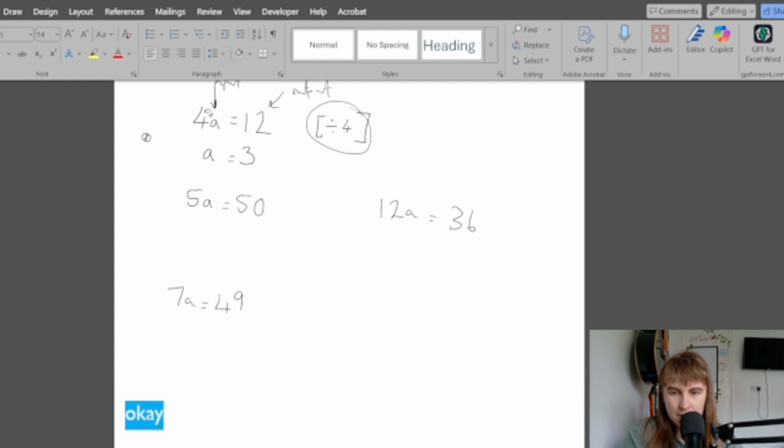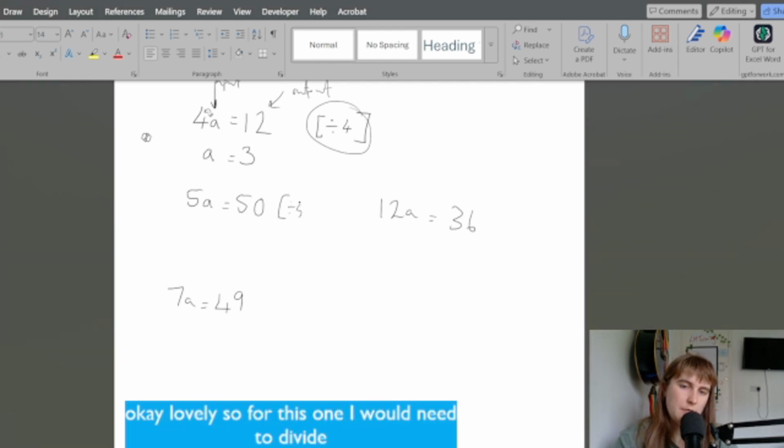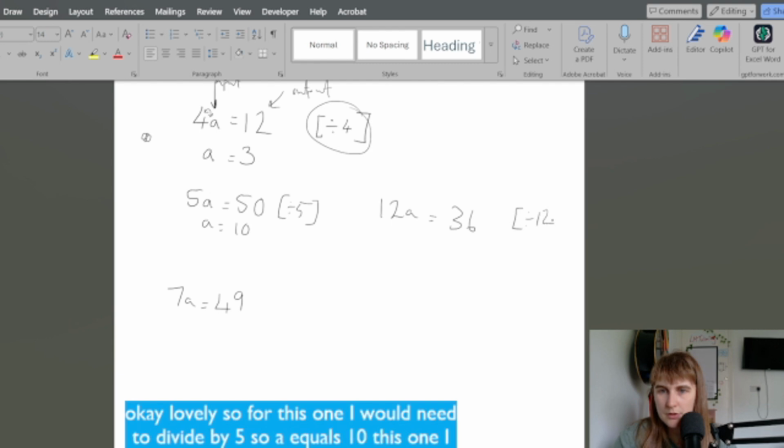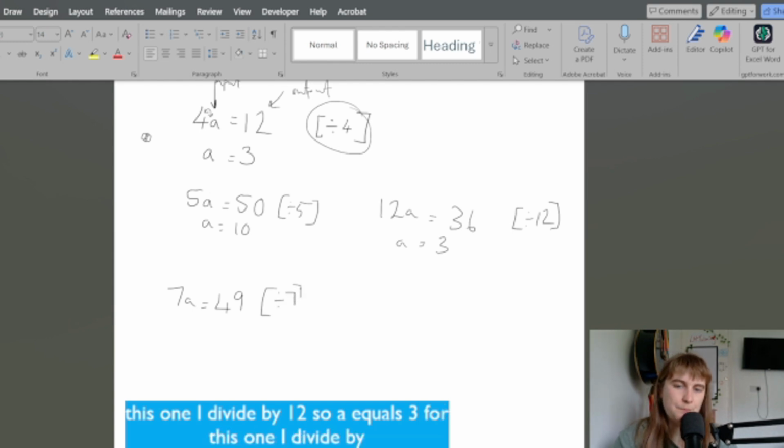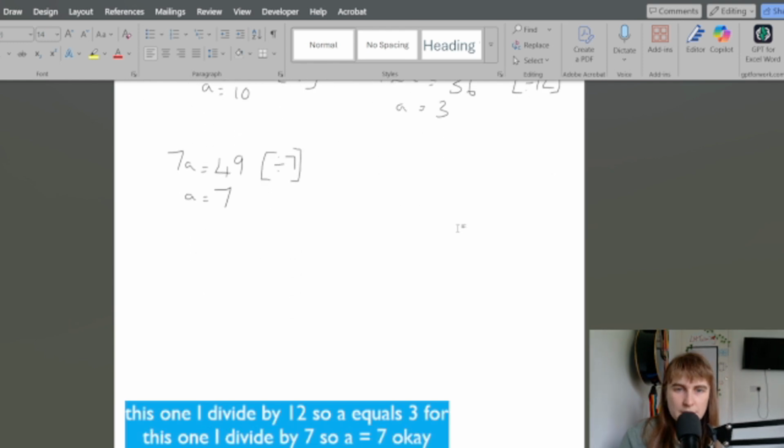Okay, lovely. So for this one, I would need to divide by 5. So A equals 10. For this one, I divide by 12. So A equals 3. For this one, I divide by 7. So A equals 7. Okay, so it works the same way with division.